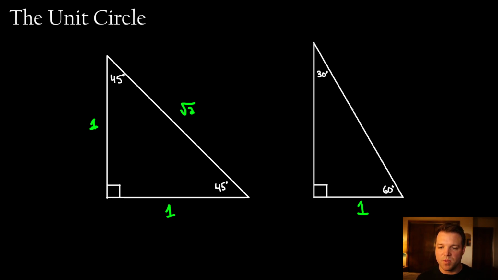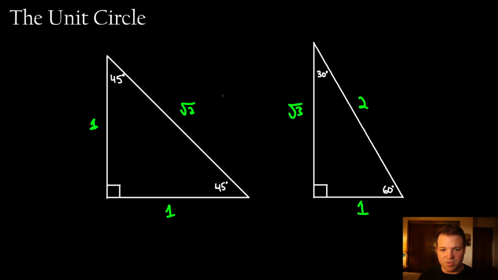But in a 30, 60, 90, if the short leg is 1, then the long side is going to be double that, which is 2. And the middle is going to be 1 times the root 3, so root 3. Okay? So these are basically the ratios. I have another video on this. I like to say special right triangles are as simple as 1, 2, 3.